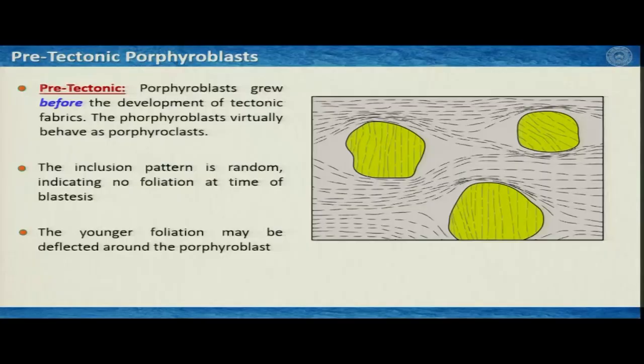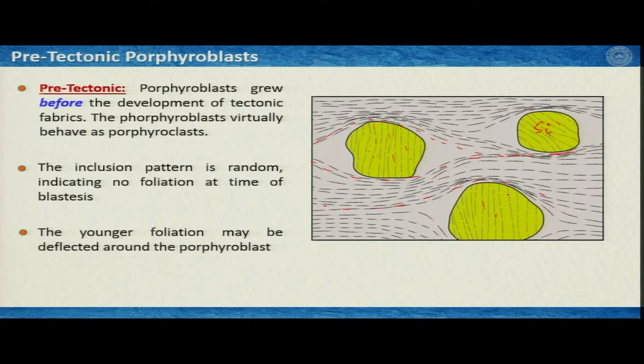So, as you can see here, you may have some sort of random foliation within this, which does not make any sense just because it is not connecting with the foliation outside. So, you may or may not have SI, the internal foliations within the blasts, but interestingly you can see that the foliations, as you can see here, are wrapping around. So, that means that the porphyroblast was there since the beginning of the deformation.